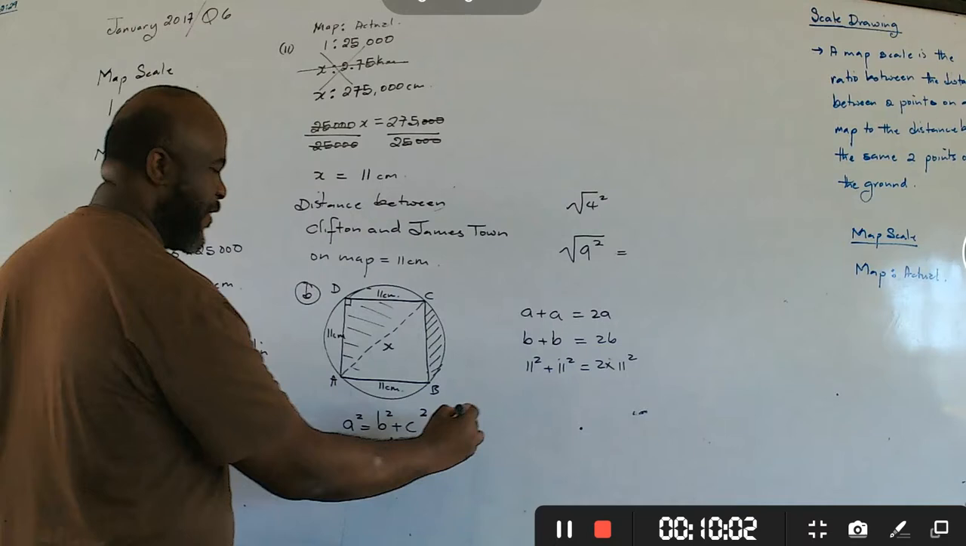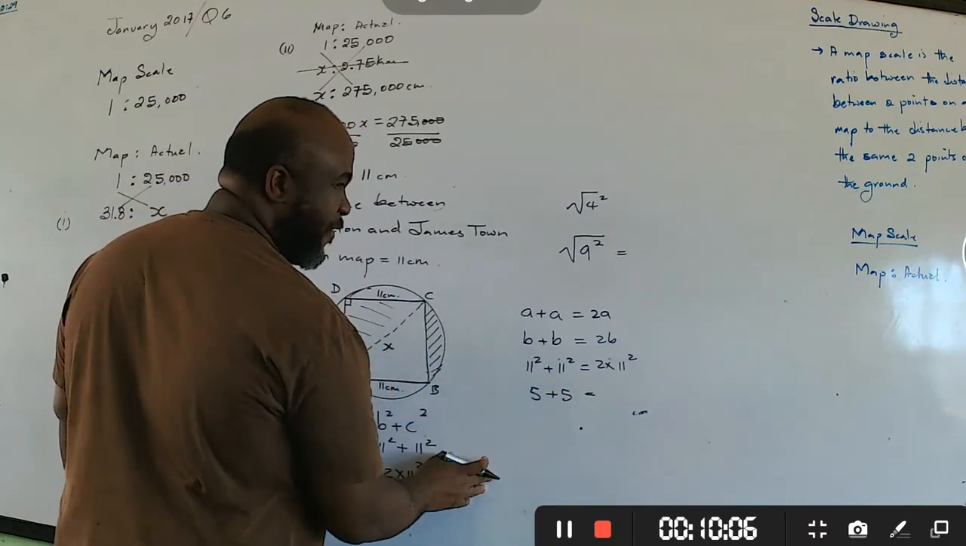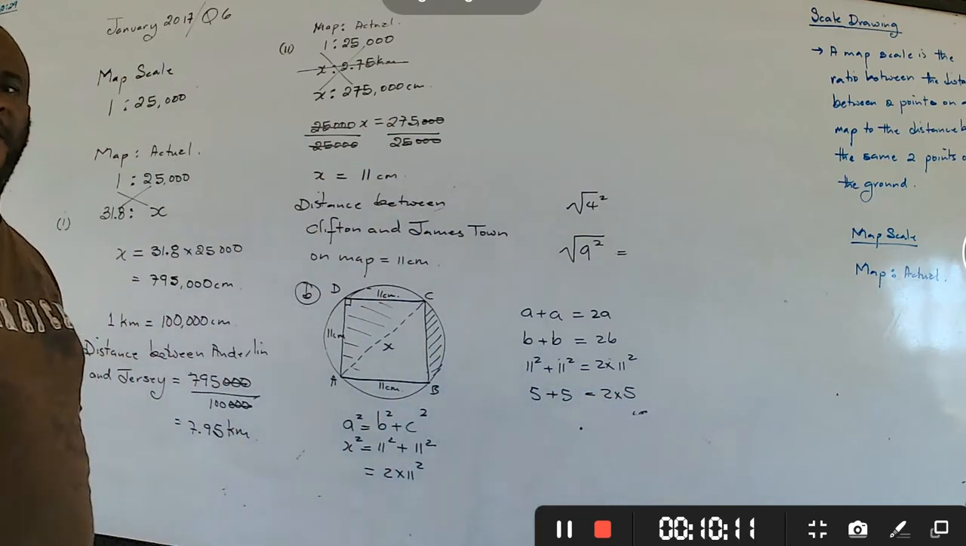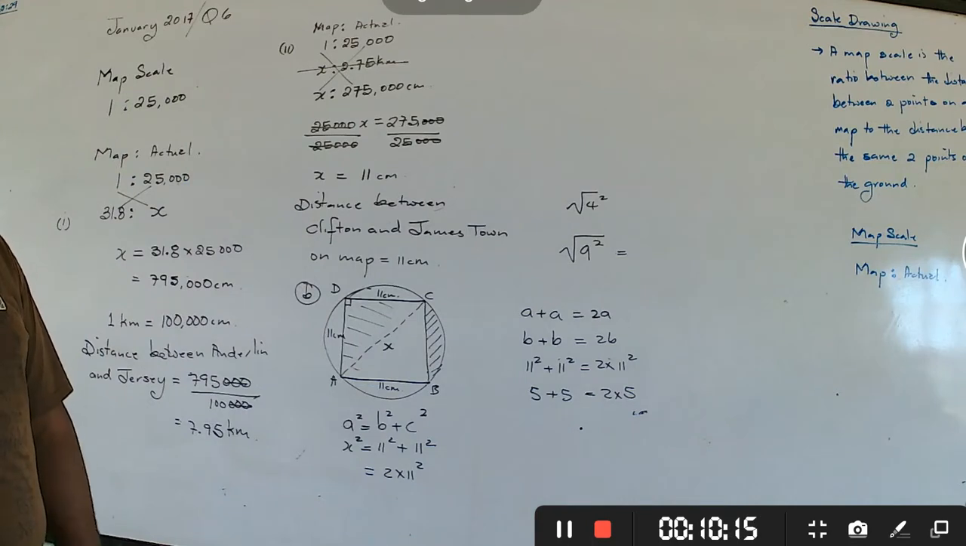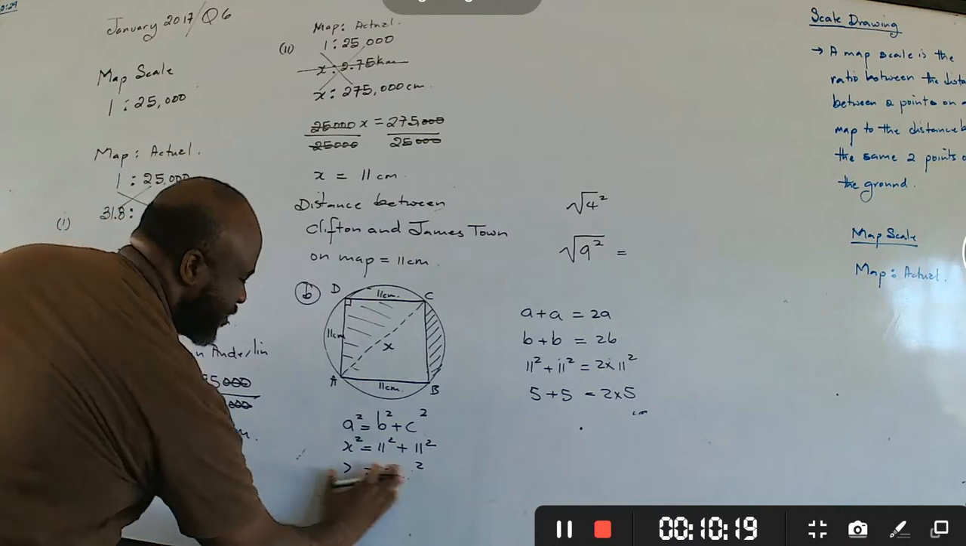What is 5 plus 5? Which is 2 times what? 5, don't it? So 11 squared plus 11 squared is what? 2 times what? 11 squared. What is the opposite of square? It's alright.